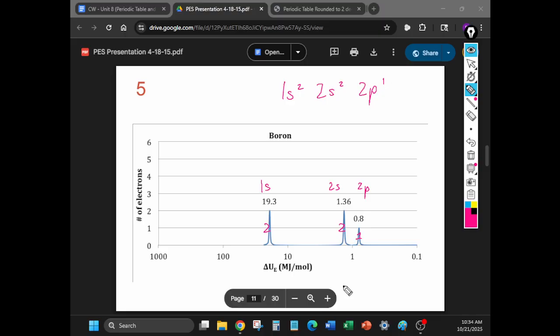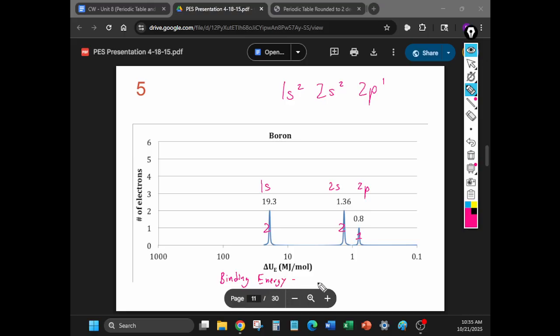Everybody good? All right. So now, before we go into the practice problem, there is one thing I didn't mention last time, so we're going to add on to this PES. I want you guys to take a look at the x-axis, okay? And the x-axis is going to represent something called binding energy. Okay, so jot that down somewhere, binding energy.